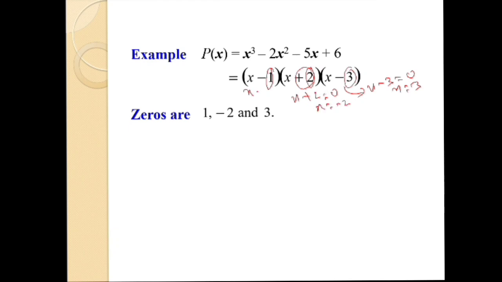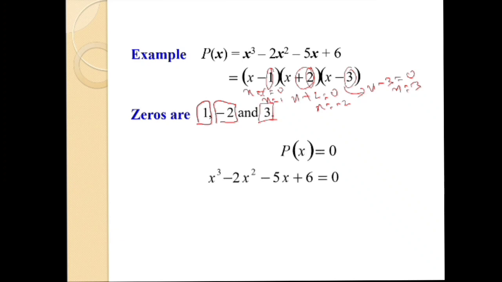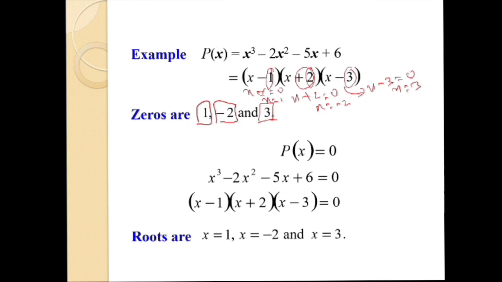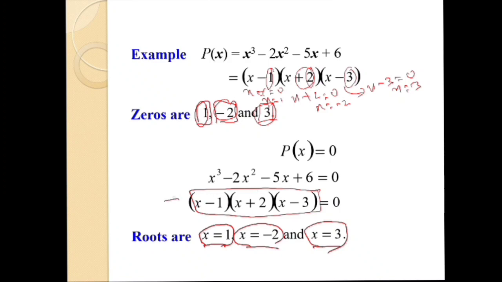So if we write in this form, these are what we call the zeros. It's just the numbers. And what will be the roots is, if we equate this polynomial to 0, the roots would be x equal to 1, x equal to negative 2, and x equal to 3. So when you write x equal, these are what we call the roots. But if you just write the numbers without the x, these are what we call the zeros. And what about these forms? These are what we call the factors, if we write in terms of brackets.